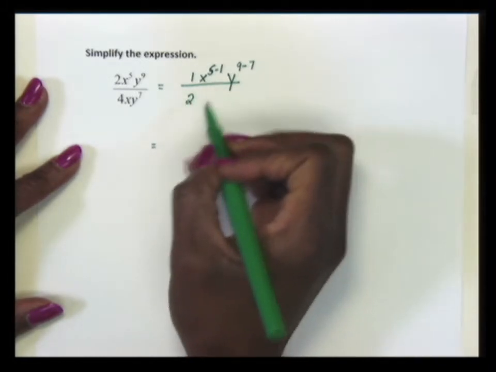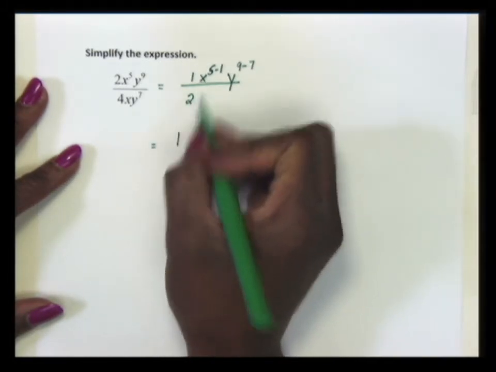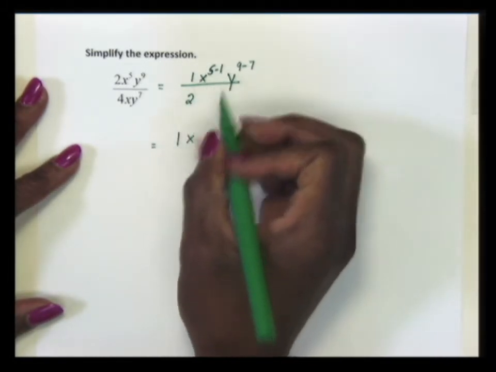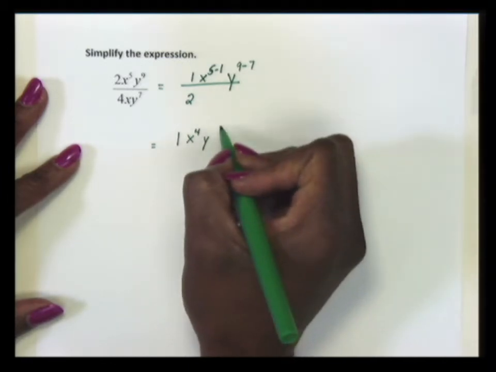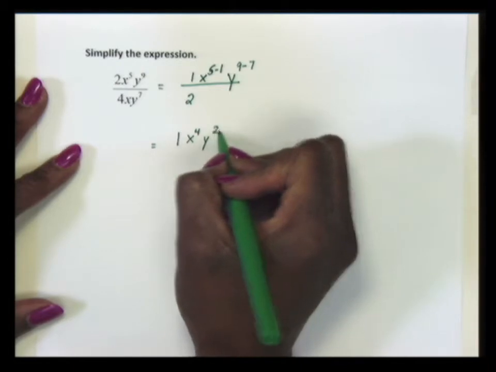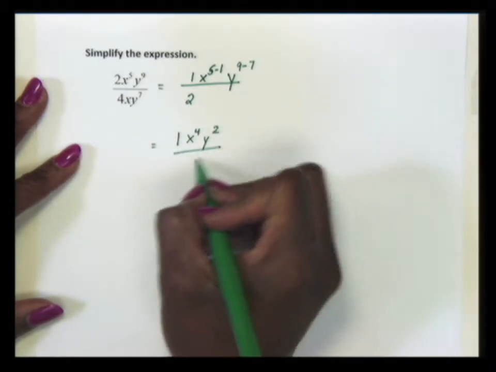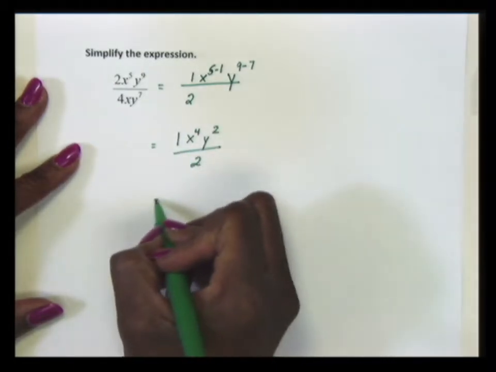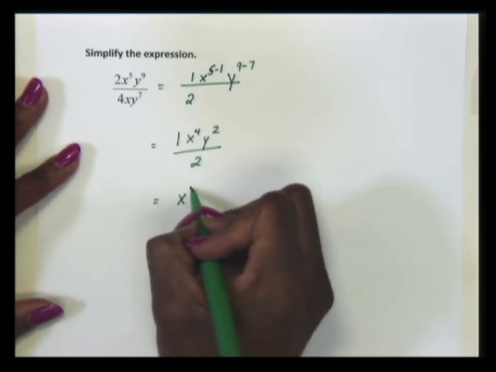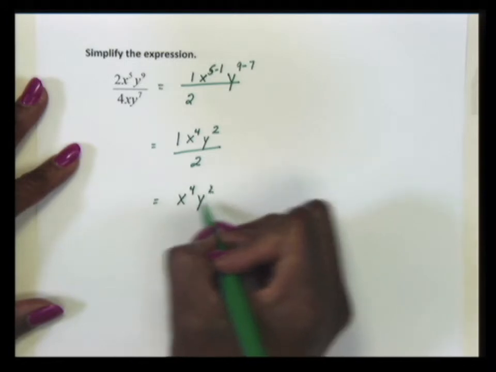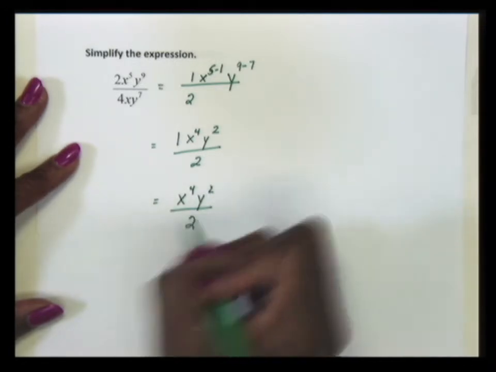In our numerator, I have the 1, x to the 5 minus 1 is 4, 9 minus 7 is 2 for the exponent of y. I have a denominator of 2. My final answer, I can leave off the 1. I have x to the 4th, y to the 2nd, all over 2.